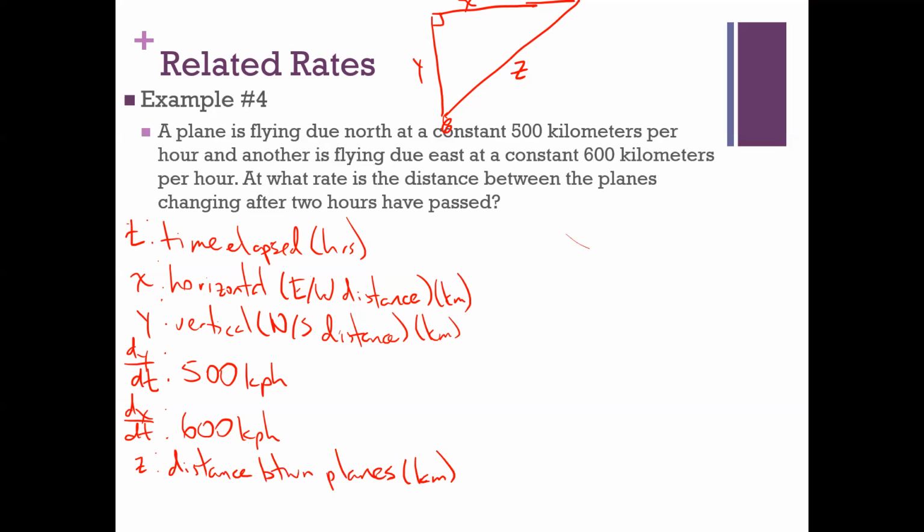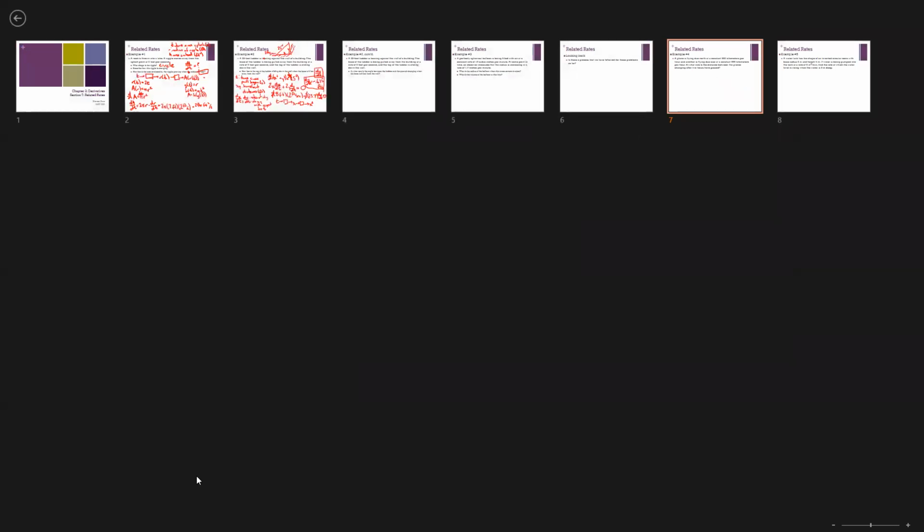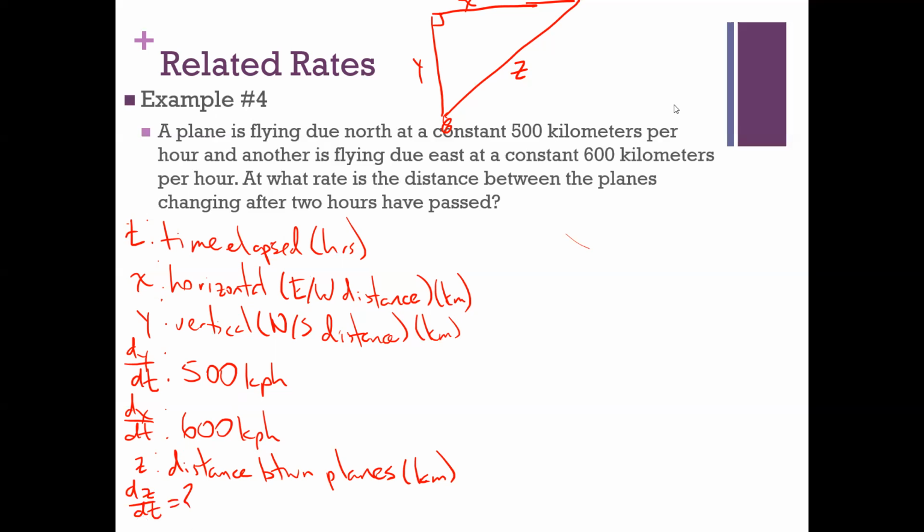Yeah, so basically I want dz/dt, right? I want the rate of change in distance between them. So dz/dt is equal to, yeah, that's the thing we want to find out. So now based on that, what's a good equation to link all these things together?